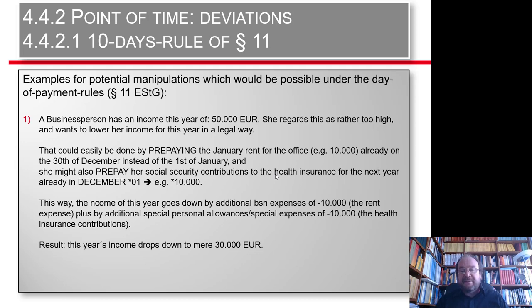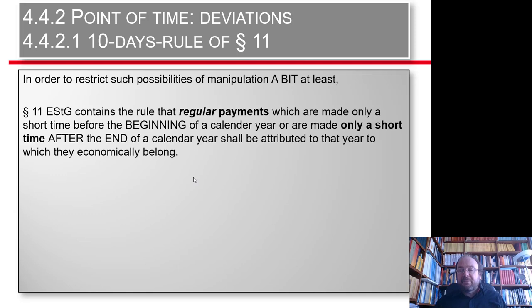So she also might decide to prepay her Social Security contribution to the health insurance system for the next year completely already in December, 10,000 euro. So the income of this year would then go down by business expense of 10 and special personal allowances, or special expenses, however you translate it, by another 10. So her income would drop down to 30,000 instead of 50,000. So taxes would be saved immediately. Well, next year will be next year's problem. That's evidently her attitude. That would perhaps be possible.